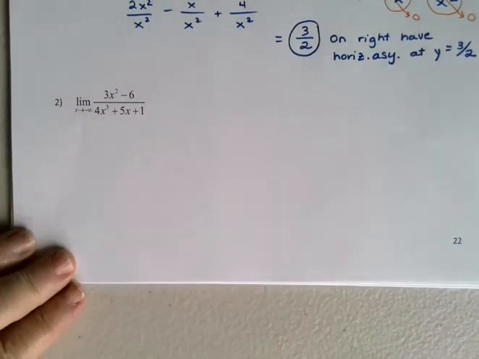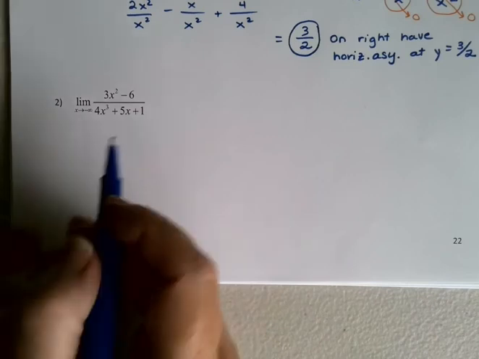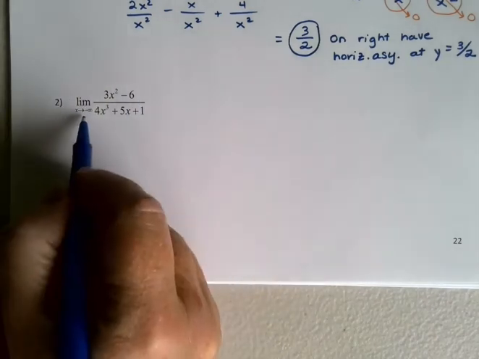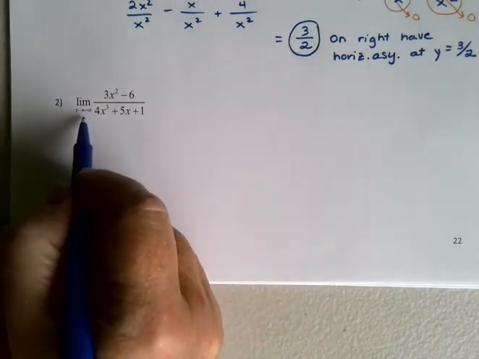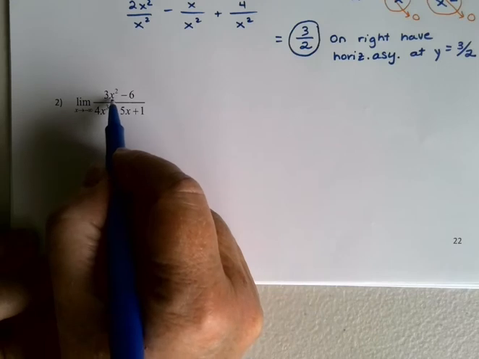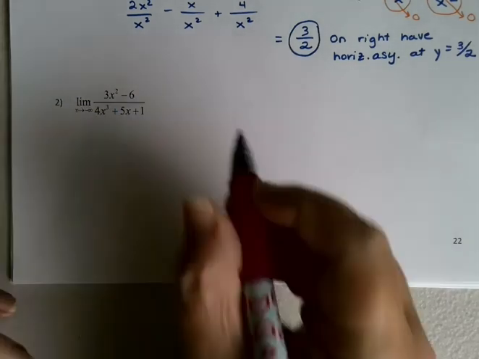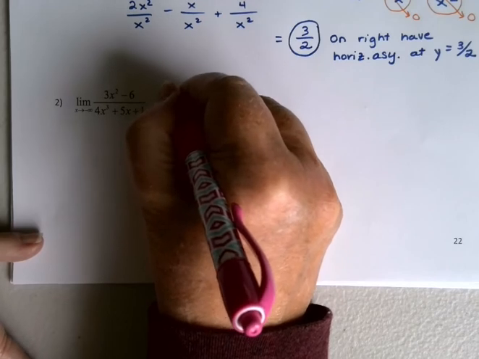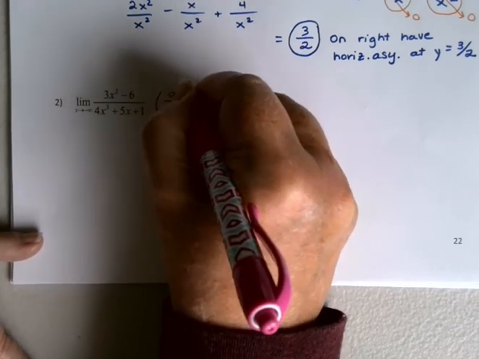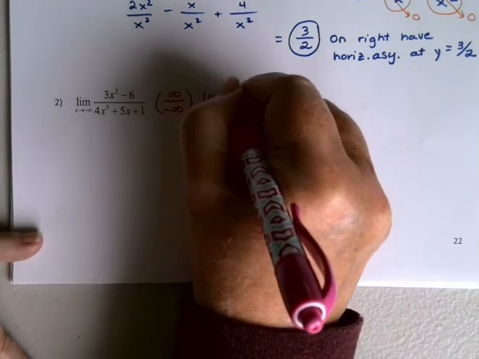In number 2, we once again have a rational function. x is approaching negative infinity. And notice that that would become infinitely large here. That would go to negative infinity, technically. So I have infinity over negative infinity, which is still an indeterminate form.